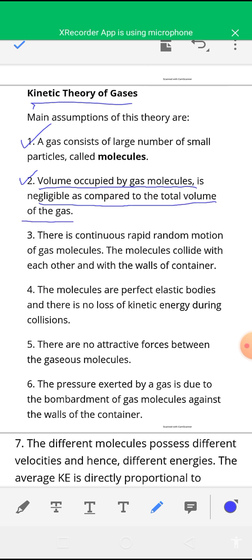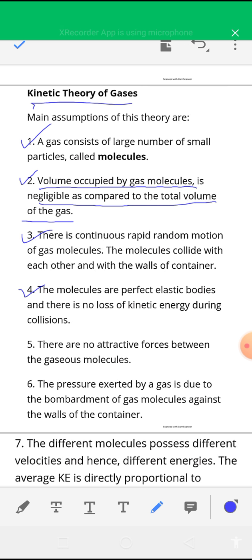Third point, there is continuous rapid random motion of gas molecules, and the molecules collide with each other and with the wall of the container. That's why gases can exert pressure on the walls of containers. And fourth point, the molecules are perfectly elastic bodies and there is no loss of kinetic energy during collision. That is, the collisions among the particles and between particles and walls are totally elastic collisions.